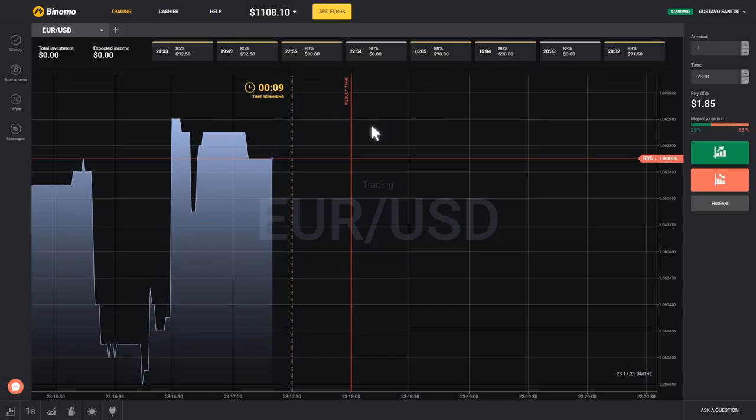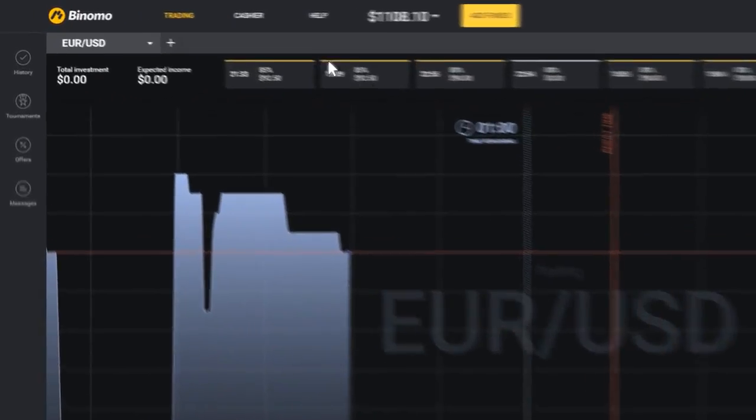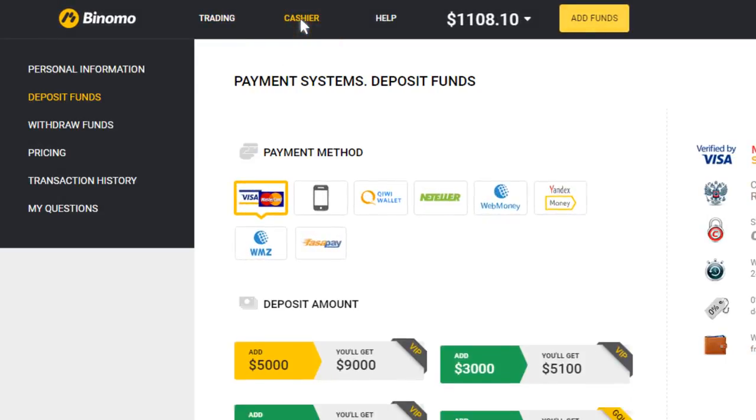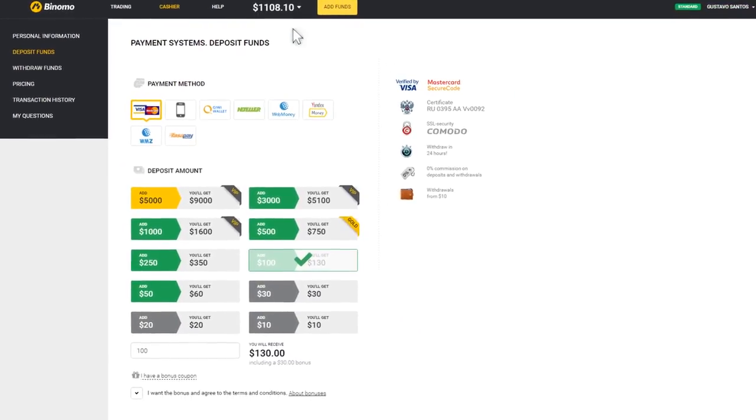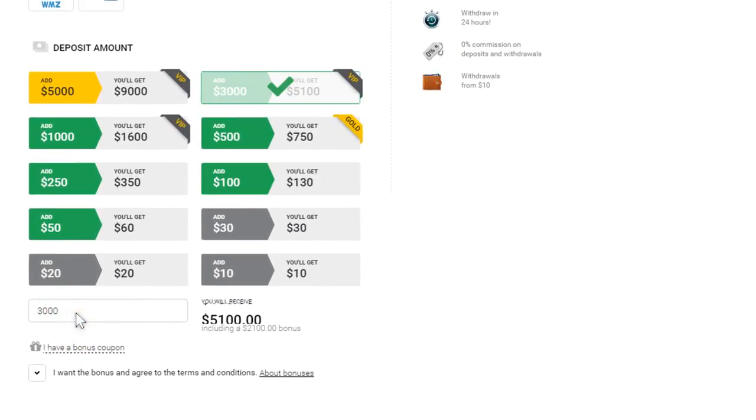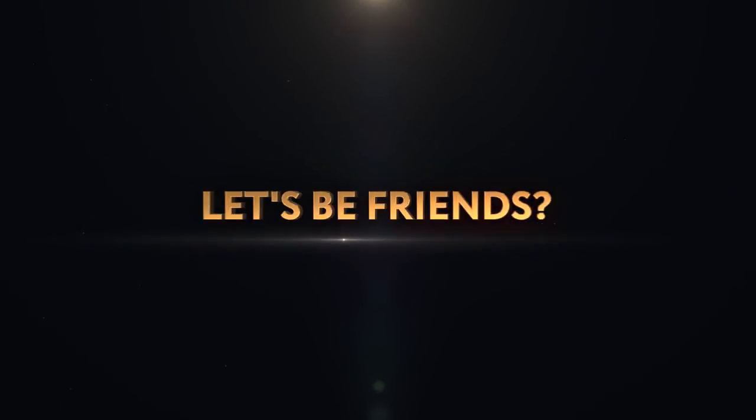When funding your account, not only for the first time, but also for further investments, you can get bonuses that instantly increase the amount in your account. Go to the cashier section and you'll see the different types of bonuses. This is a continuous system for increasing the funds in your account, and it's always available.